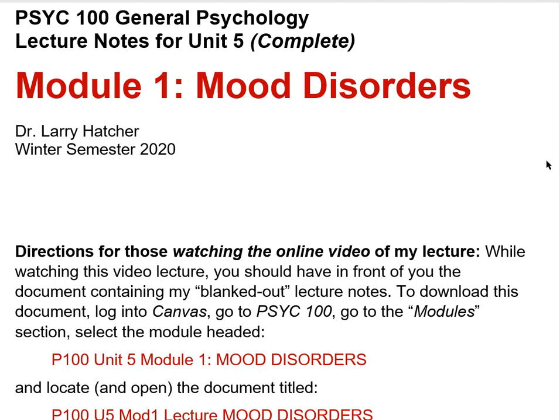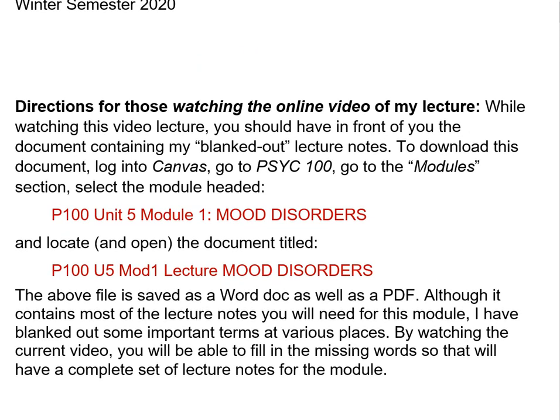My usual explanation here at the beginning of the video. For those watching the online video of this lecture, while you're watching, you should have in front of you the document containing my blanked out lecture notes. To download this document, log into Canvas, go to Psych100, go to the module section, find the module that is headed Psych 100, Unit 5, Module 1, Mood Disorders, and within that module, locate the document called Psych 100, Unit 5, Module 1, Lecture on Mood Disorders.